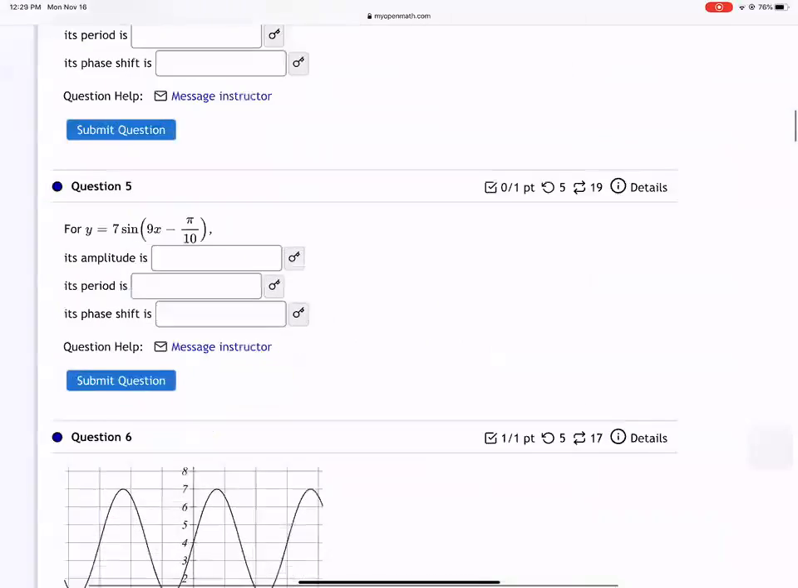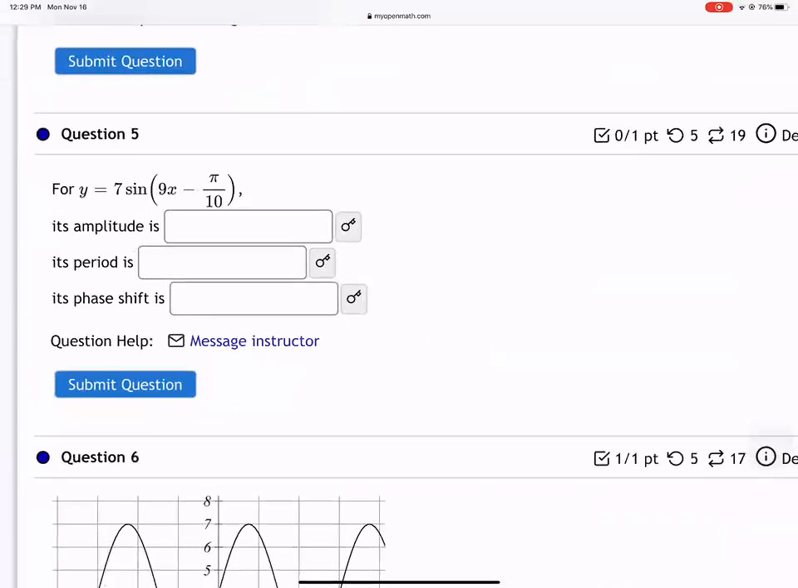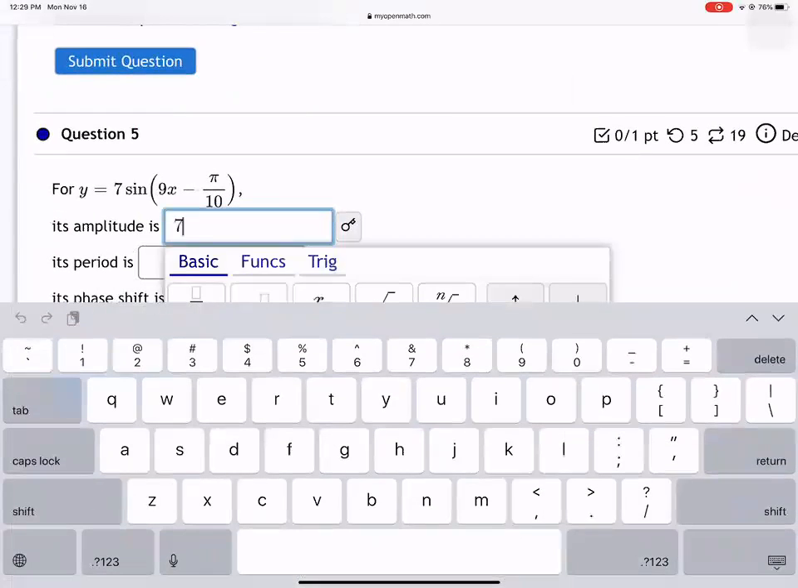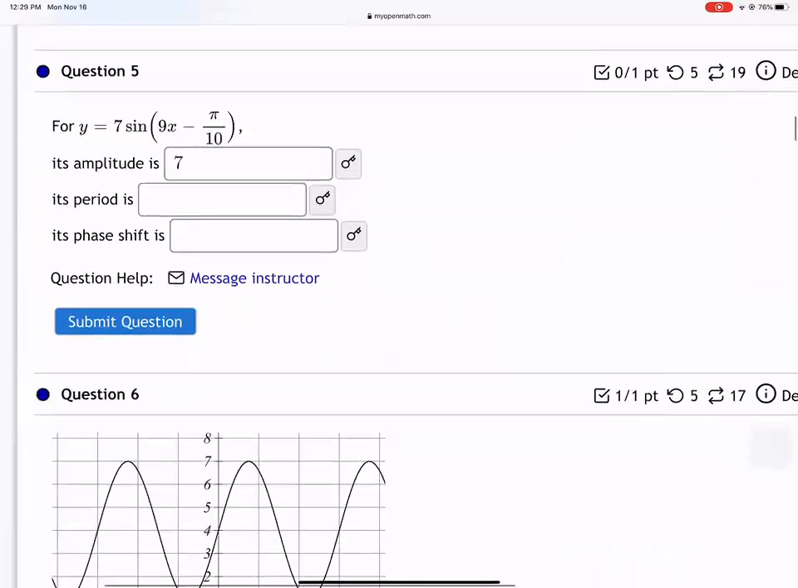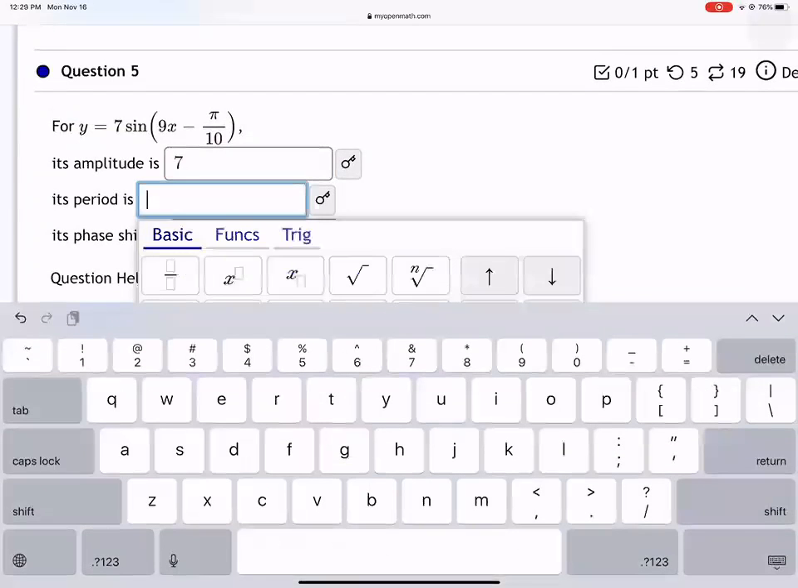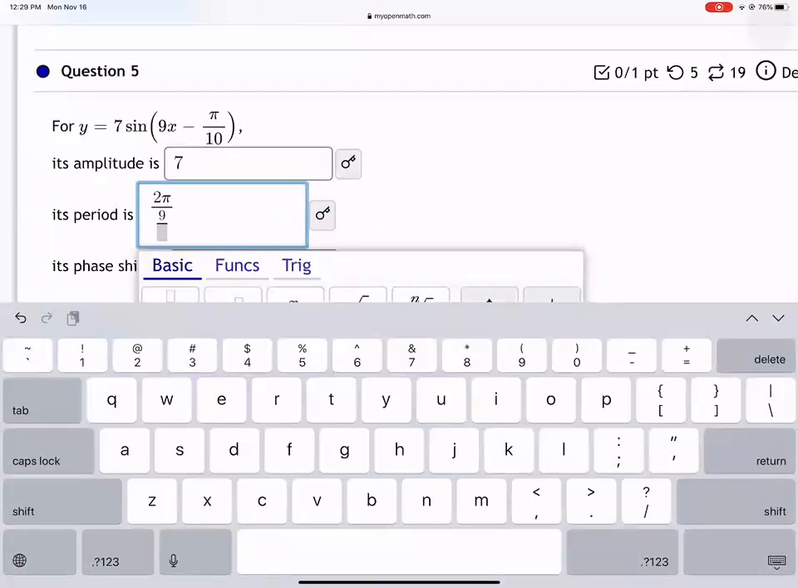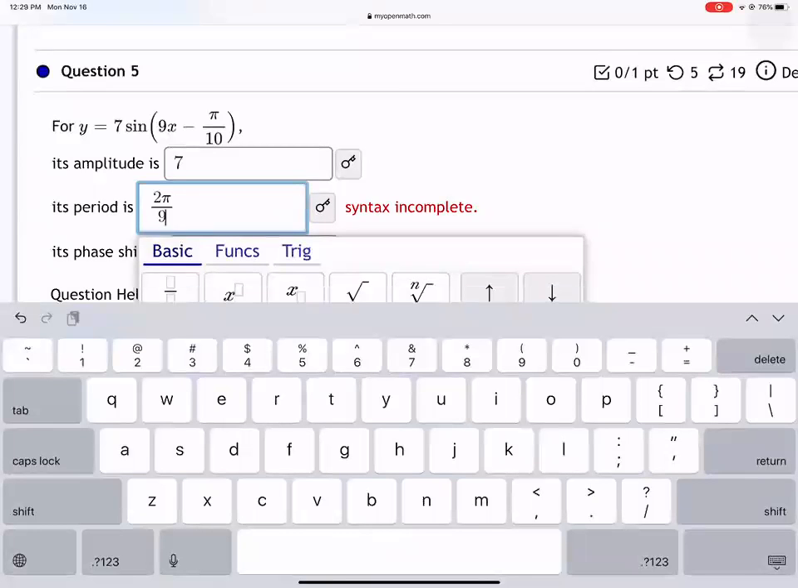Okay, so I'll do this one right here. The amplitude is positive 7, because the absolute value of 7 is 7. The period is 2 pi over b. What's the b value in this equation? 9. Yes, thank you. So it's 2 pi divided by 9.